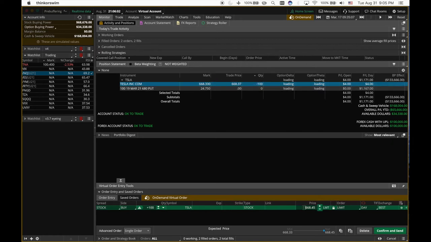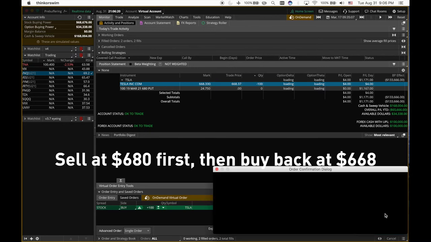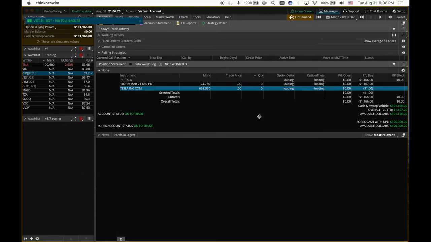But how much are we paying to buy 100 shares of Tesla? It's at 668 per share, right? We sold it at 680, but we bought it at 668. That's how we profit, right? There's the difference there. So we can hit confirm and send, and boom. You can see we closed the position, 0-0.